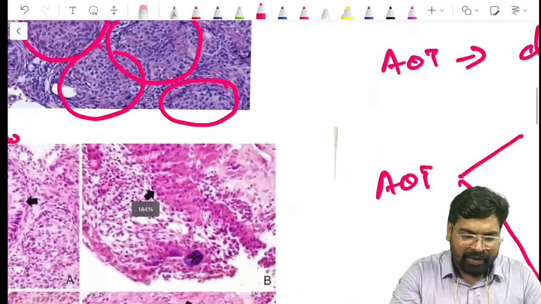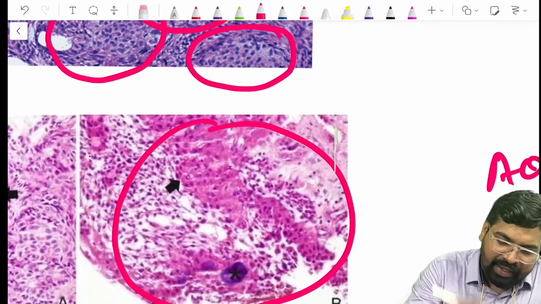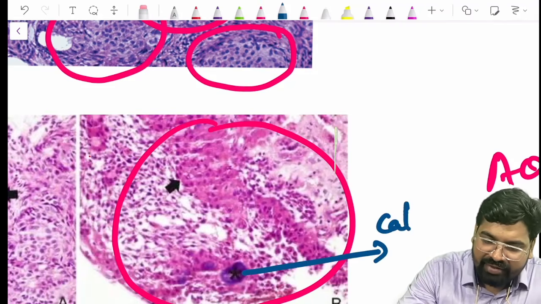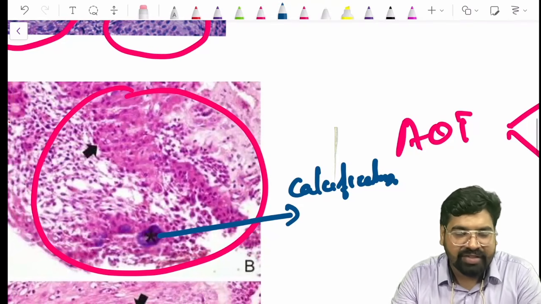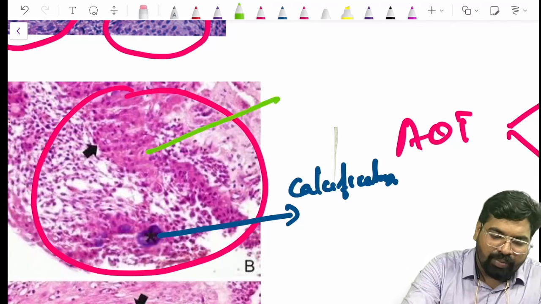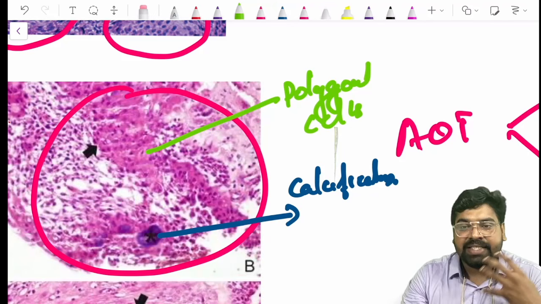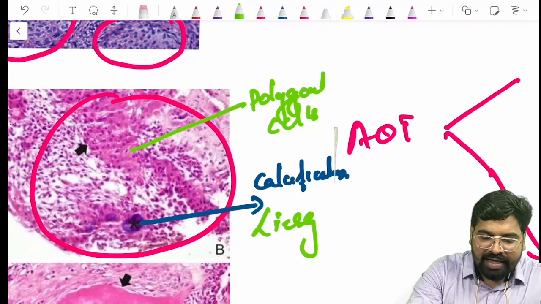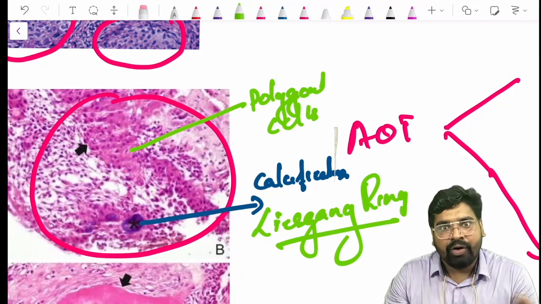Next is the most important part. Can you see this thing here? There are some kinds of calcifications here. And in this area you can see some polygonal cells, polygonal cells with the calcifications. These calcifications are called Liesegang rings. Now you may ask me, Liesegang rings are seen in CEOT, or Pindborg tumor.